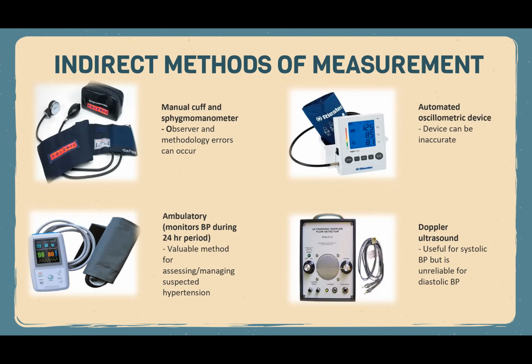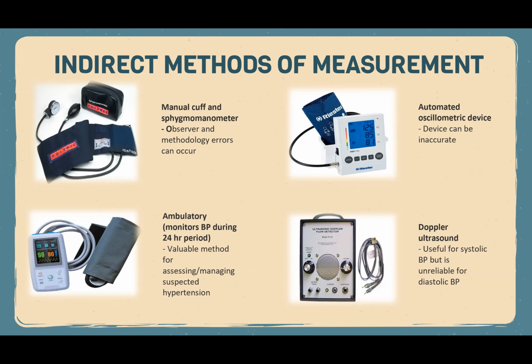The first one is the manual cuff and sphygmomanometer. The steps of using the manual cuff and sphygmomanometer I will explain later. Basically, the disadvantage of this is that observer and methodology errors can occur. And next is the ambulatory, which monitors the blood pressure during a 24-hour period. This is a valuable method for assessing or managing suspected hypertension.